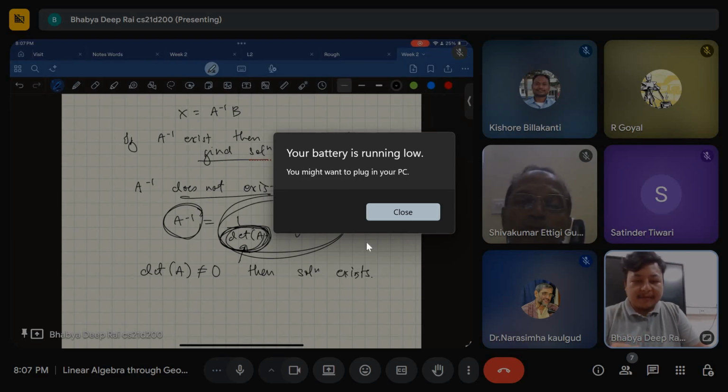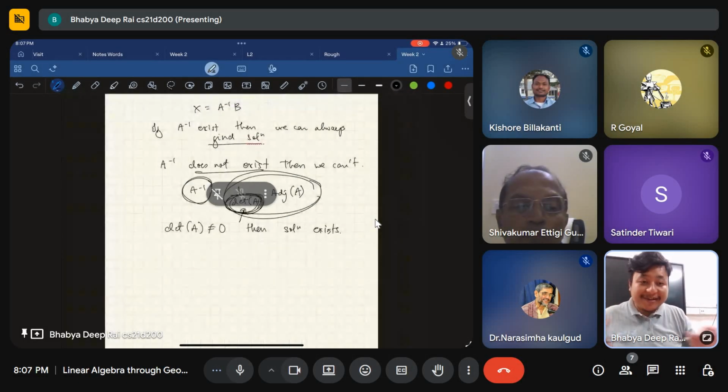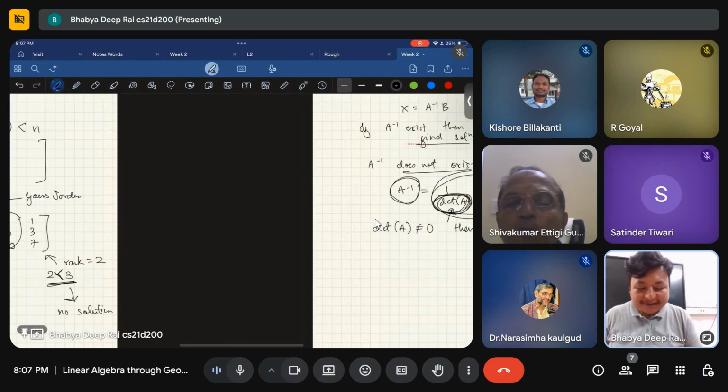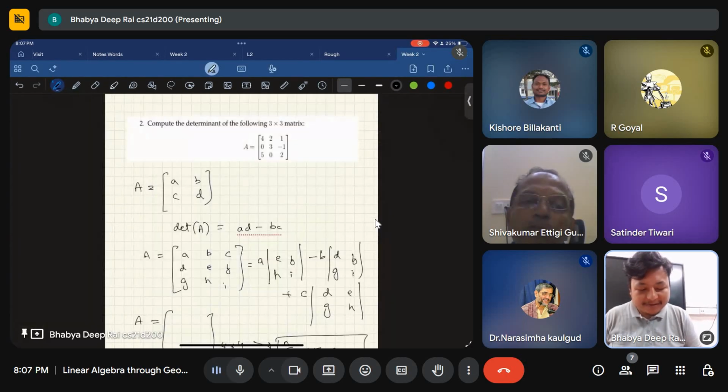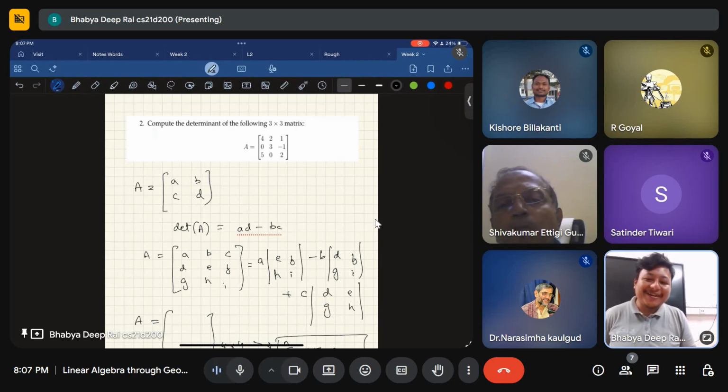And that is the importance of determinant. Of course, I did not do this question, but please try it on your own. Just compute the determinant of this matrix, and maybe we can discuss it next week. But it's more important to know why determinant is important.